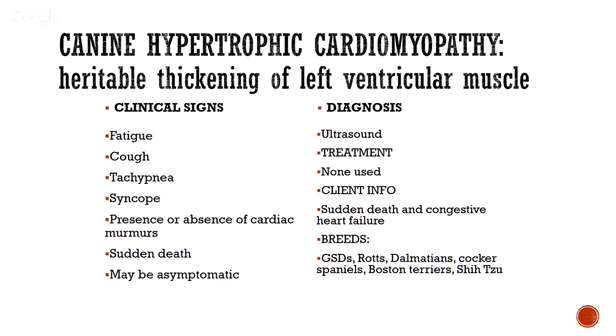Canine hypertrophic cardiomyopathy. Hypertrophic means more of growth. So it is a heritable thickening of the left ventricular muscle. That means it is genetic. It's inherited in the offspring. Clinical signs, we'll see fatigue, cough, tachypnea, syncope. We may see some cardiac murmurs, maybe not. Sudden death, and they may be asymptomatic, and you don't see any signs, or they die suddenly. We find it through necropsy.